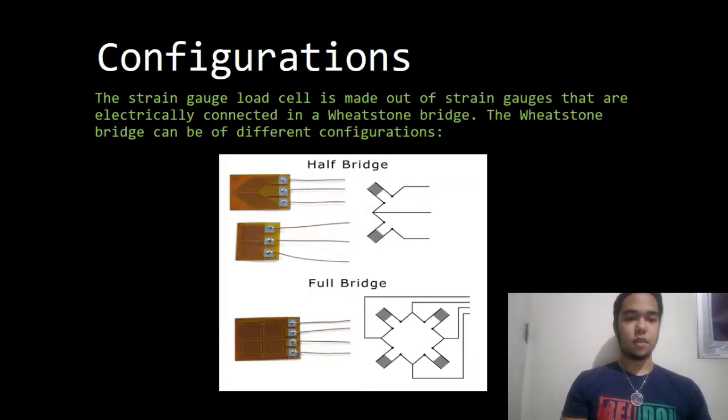Configurations: the strain gauge load cell is made out of strain gauges that are electrically connected in a Wheatstone bridge. The Wheatstone bridge can be of different configurations. It can be either in the half bridge, the full bridge, or the quarter bridge.